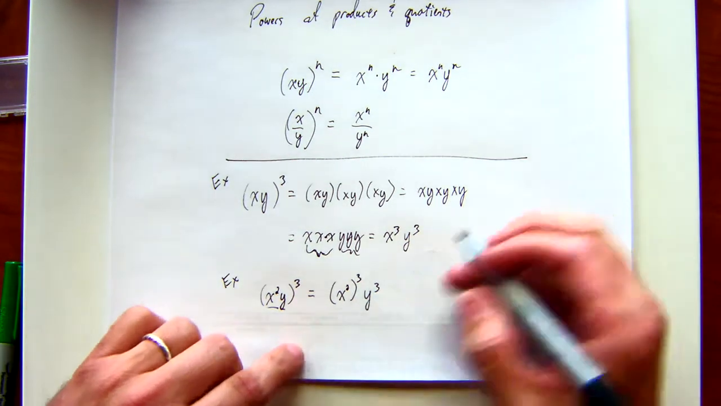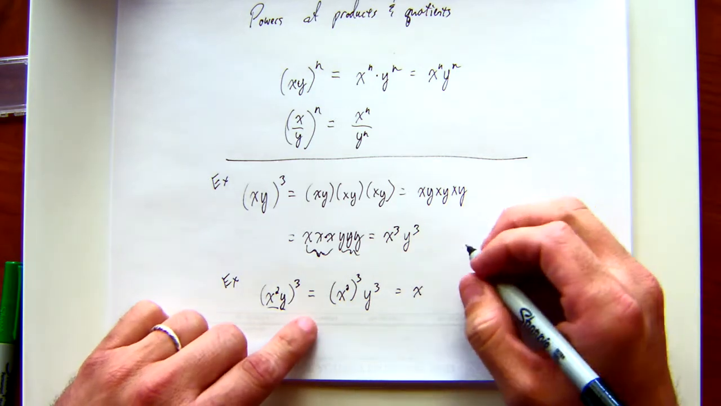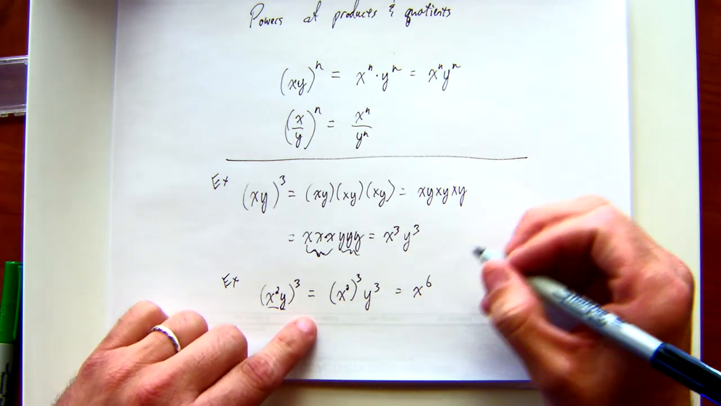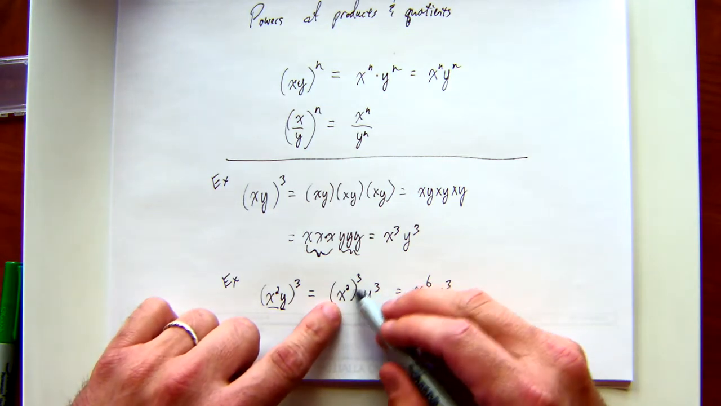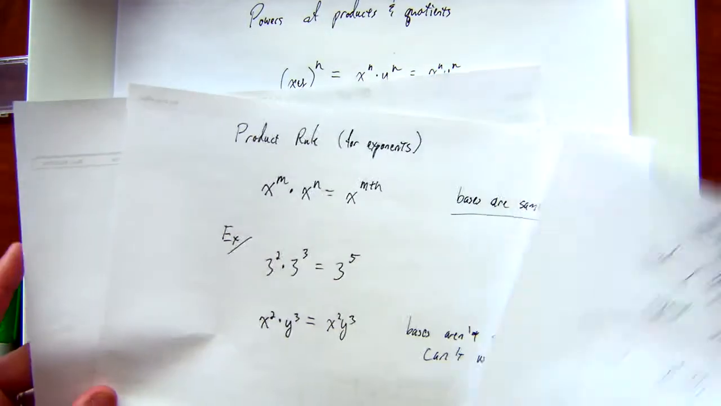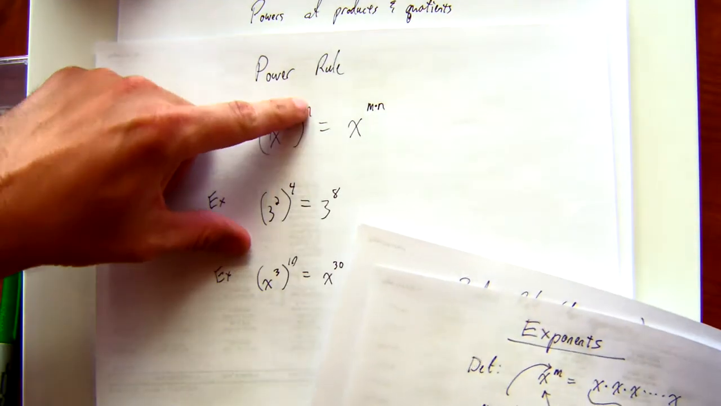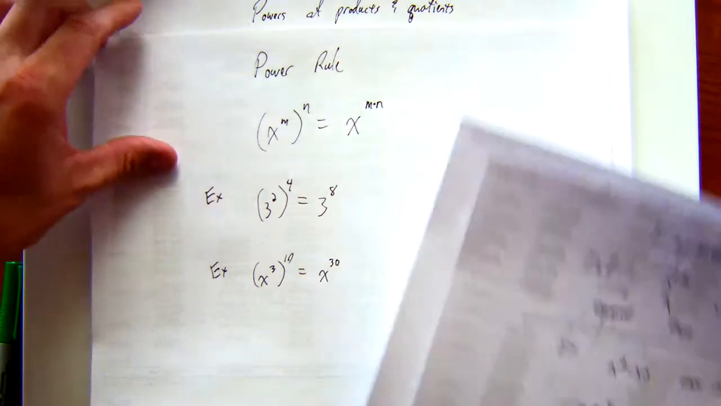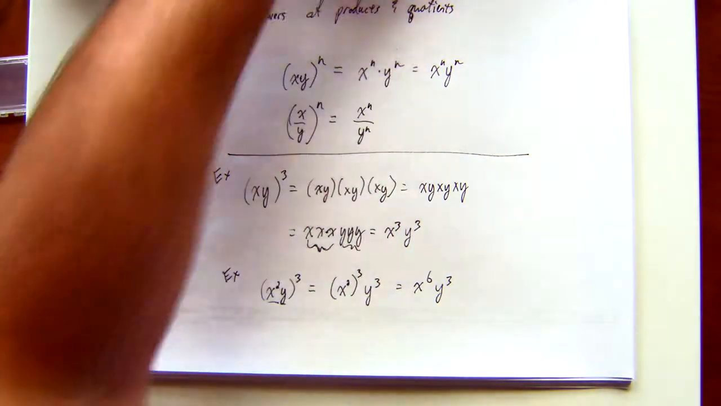And then what is x squared to the third power? X to the sixth. Y cubed. What rule am I using here for the x squared raised to the third power? That is, I'm using the power rule. X squared to the third power, I multiply the two exponents. Any questions?